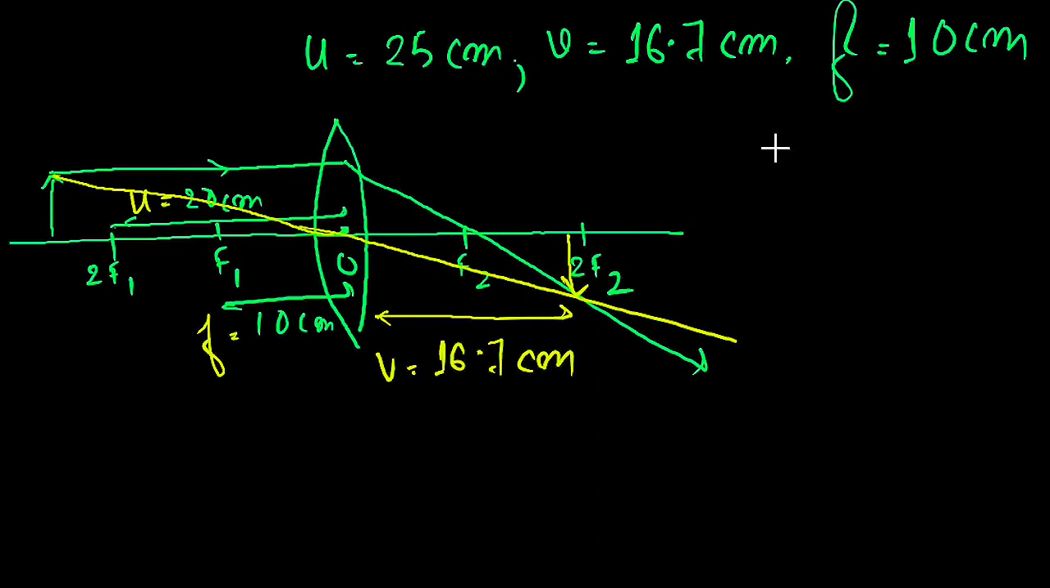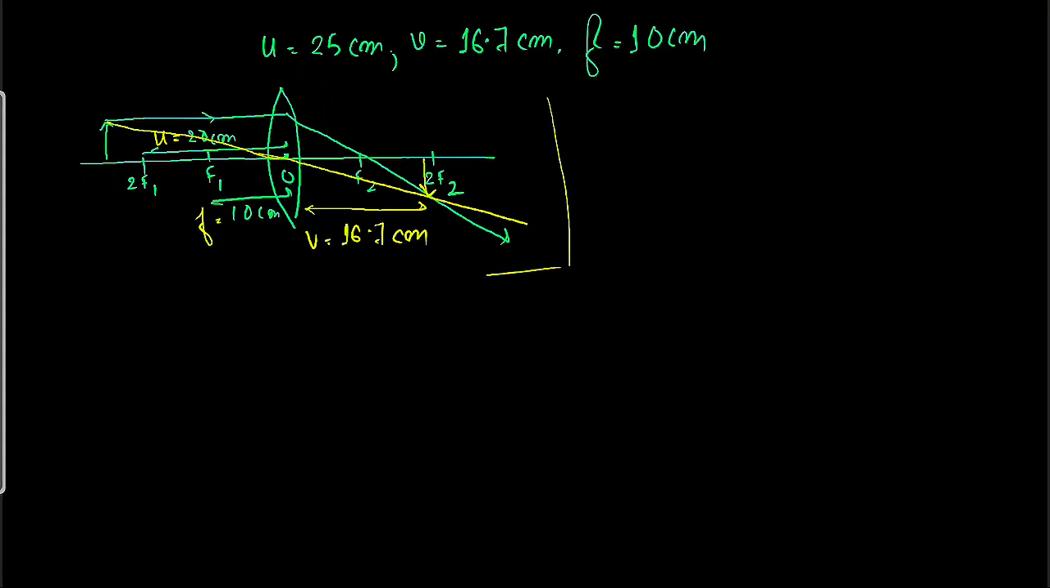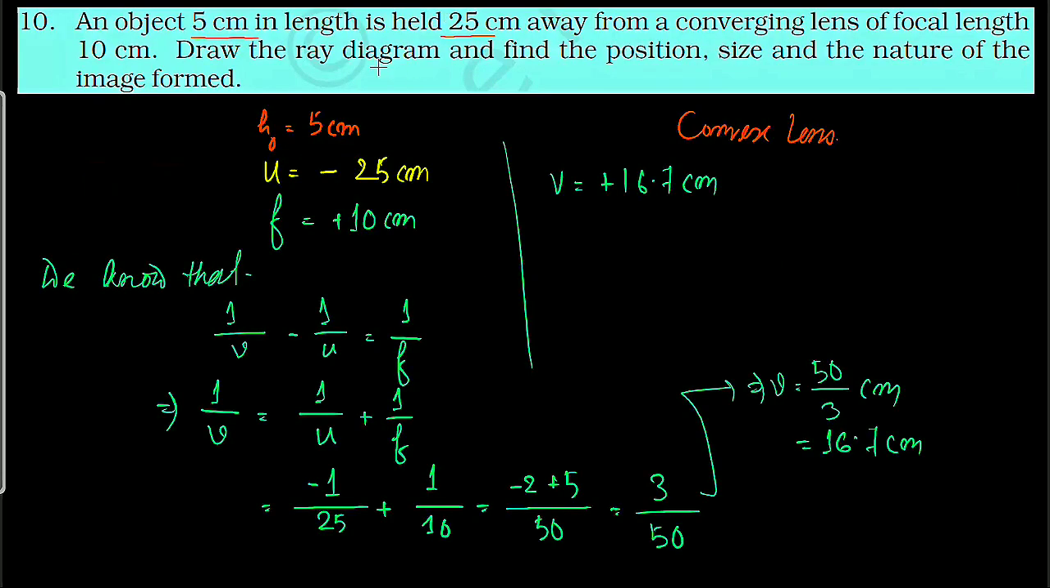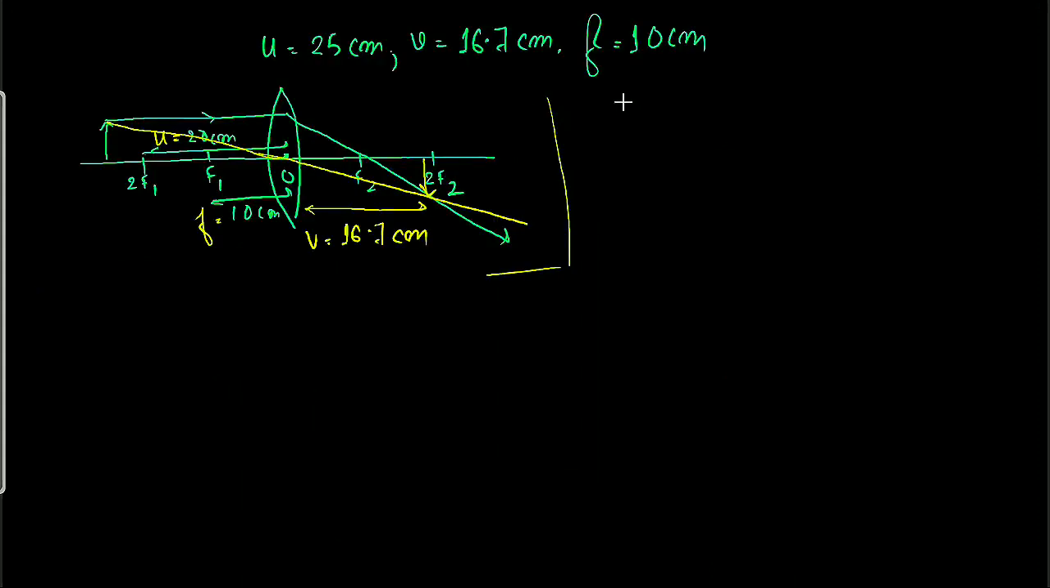We got all the things. This is necessary to draw the image. Now the question also asks us, what is the question that asks? The question asks us to find the position, size and nature. Okay, we have to find out the nature. So to find out the nature, first we will try to find out the magnification m. M is given by the formula v by u. We will put the values. V is having what?